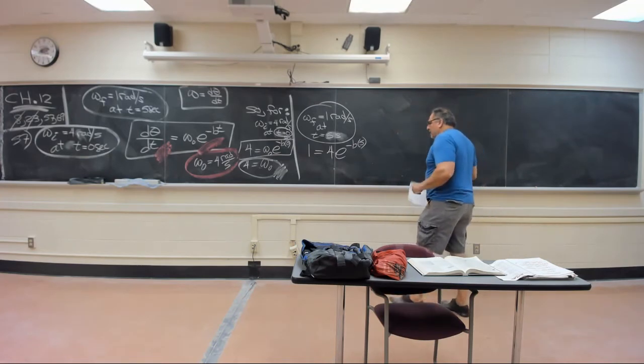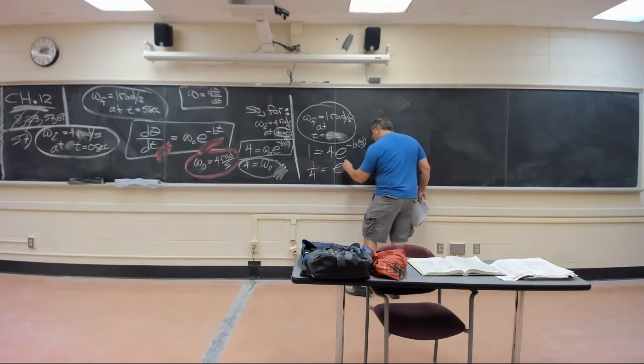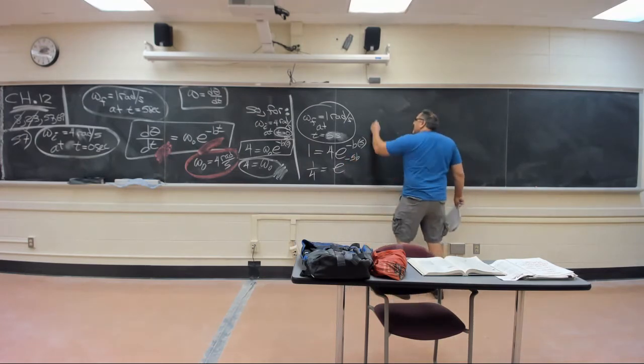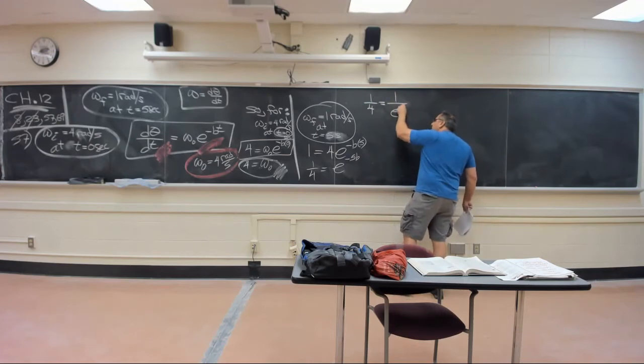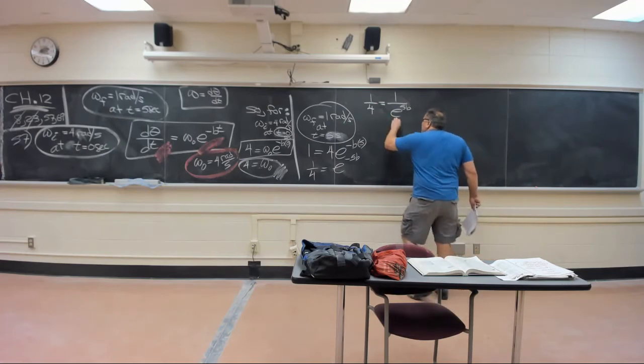Let us see what we got here. Let's divide by 4 on each side. e to the negative 5b. Is that the same as e to the negative 5b? Is that 1 over e to the positive 5b? Yeah. If two things are equal, their reciprocals are equal.